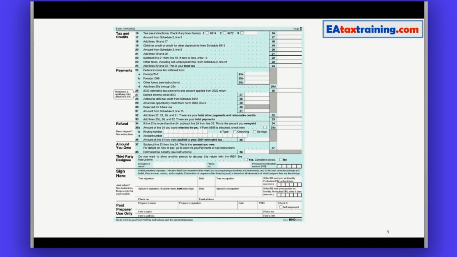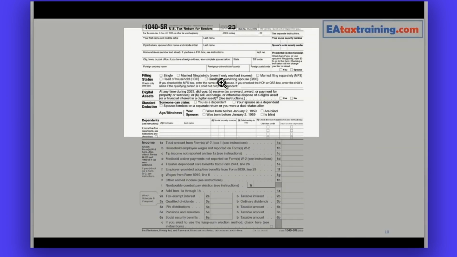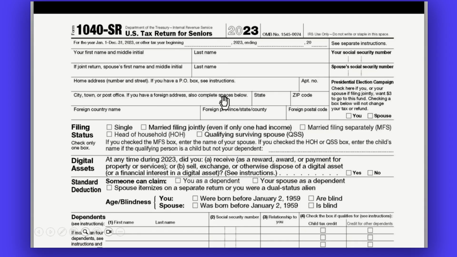But there is another return that your clients potentially could file, and that is called the 1040-SR. The SR stands for seniors. So this is a return that is only for taxpayers who are age 65 or older. It is optional. They do not have to use it.